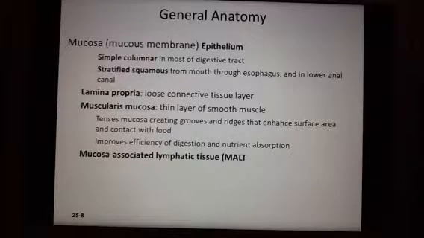And then there's a loose connective tissue binding that epithelial tissue, and then behind that, or outside from that, a thin layer of smooth muscle. We'll see what the muscularis mucosa does at certain spots, but for the most part, it's just creating grooves and ridges to increase the surface area and the contact with the food. We kind of take that layer for granted, and we don't really think about it as being smooth muscle, but it is.